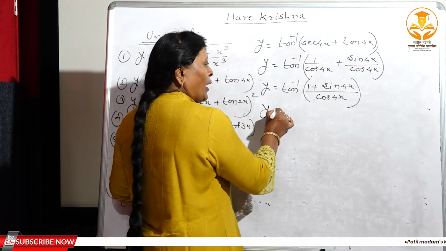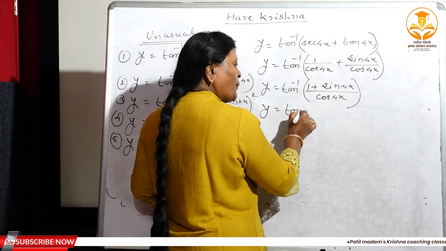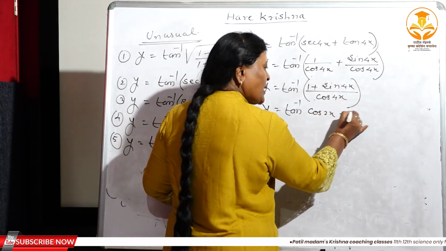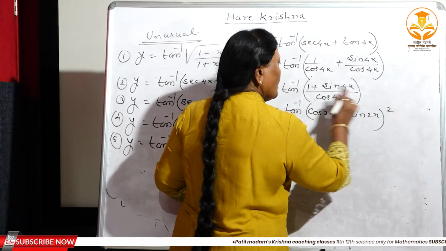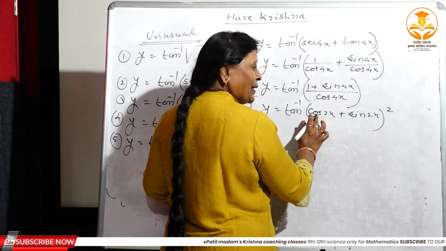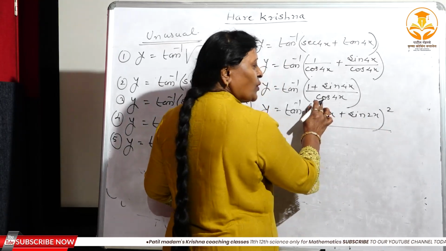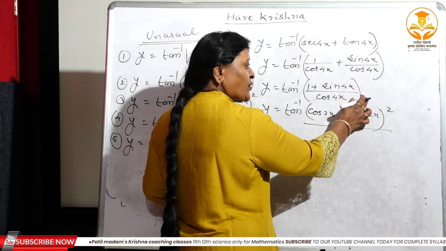So again, 1 plus sin 4x, you can write it as (cos 2x plus sin 2x) whole square. In place of this 1 plus sin 4x, you can write (cos 2x plus sin 2x) whole square. And what is the formula of cos 2 theta? Cos square theta minus sin square theta.